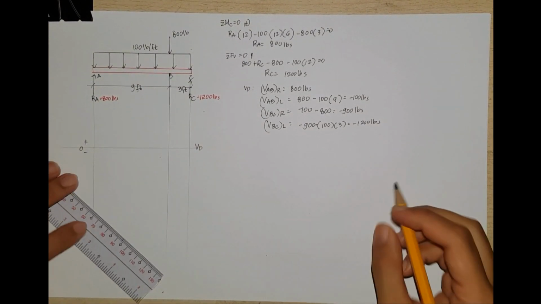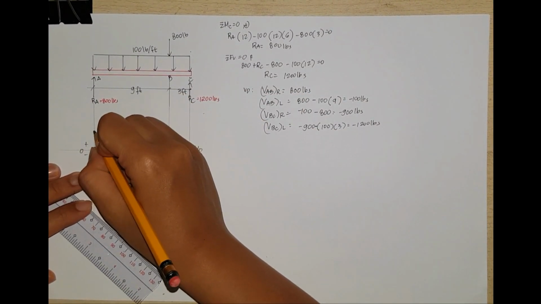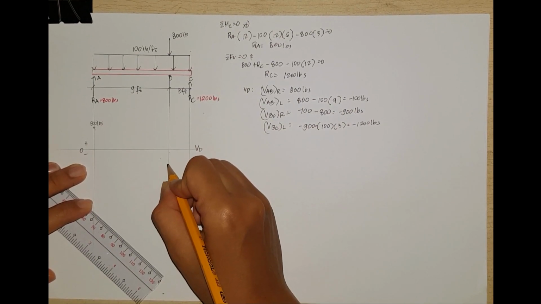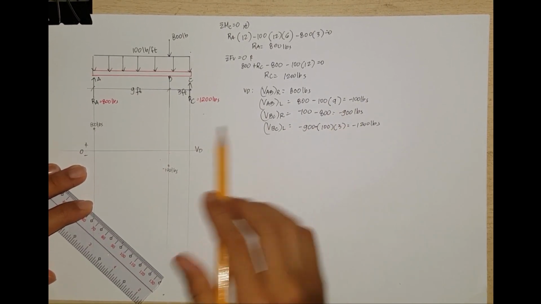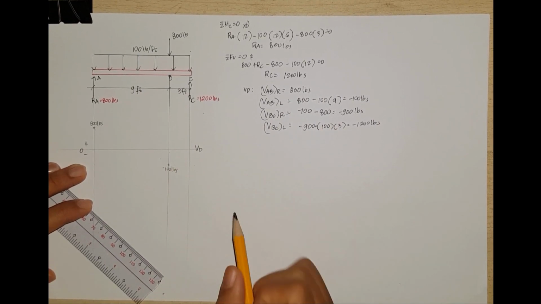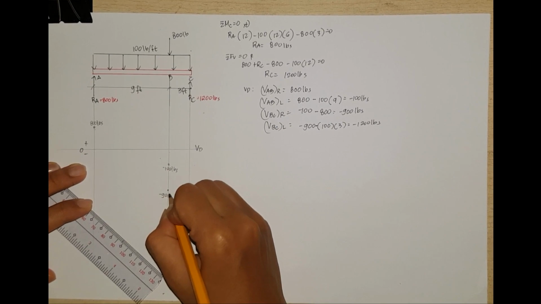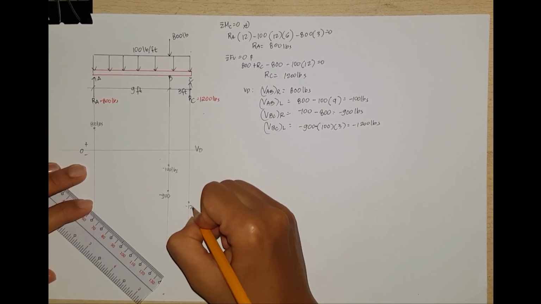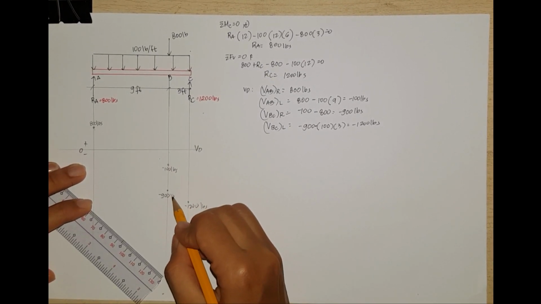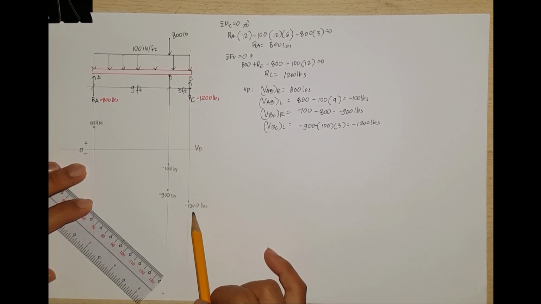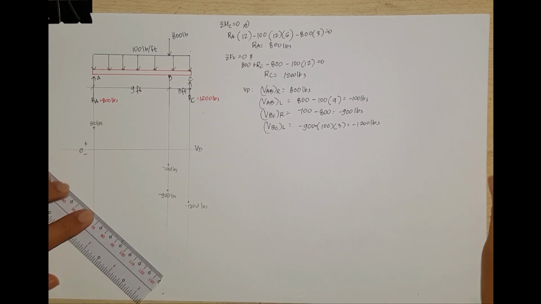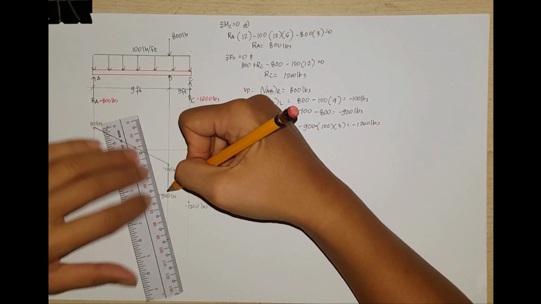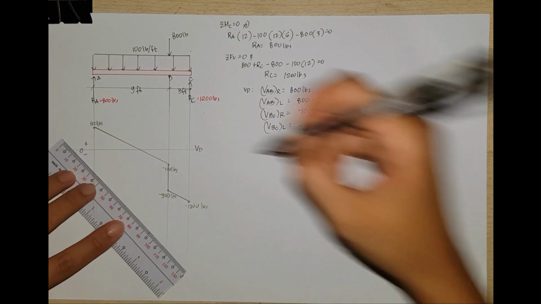Let us plot. We have here 800 pounds positive. Next one, left portion, which is equal to negative 100 pounds. And then BC, right part, we have negative 900. And then left ng BC, we have negative 1,200 pounds. So, makikita nyo, nag-close yung ating shear diagram. Negative 1,200, negative 1,200 and positive 1,200. So, connecting the points, ito na yung ating shear diagram.